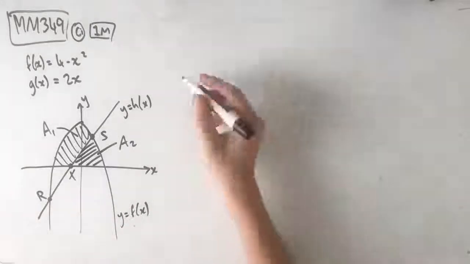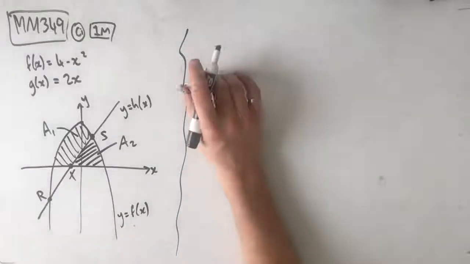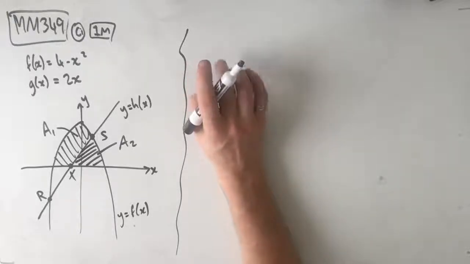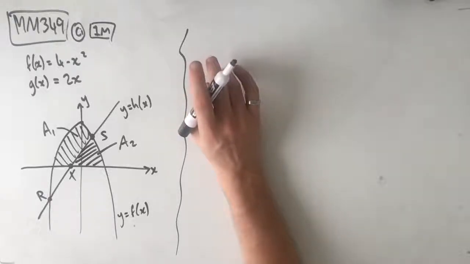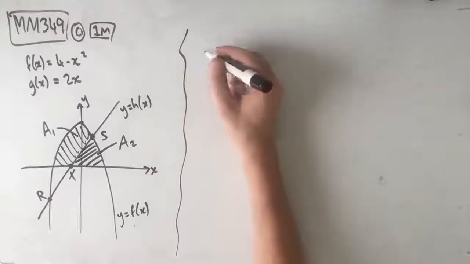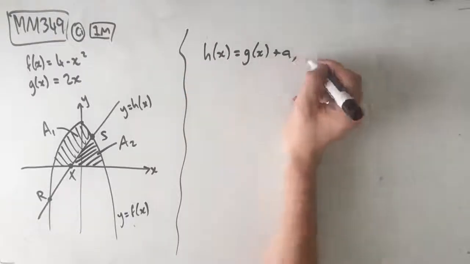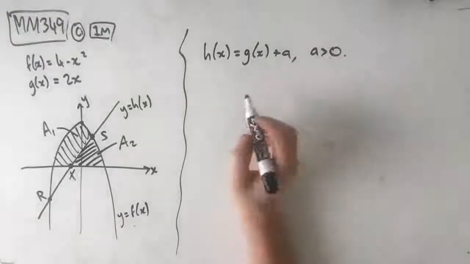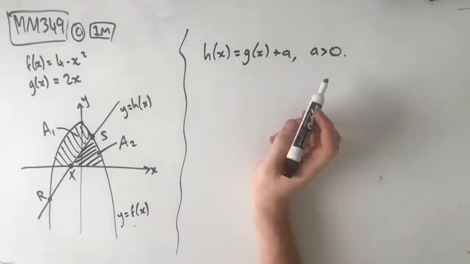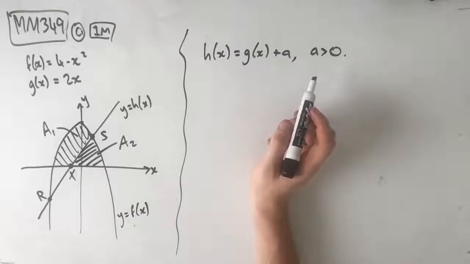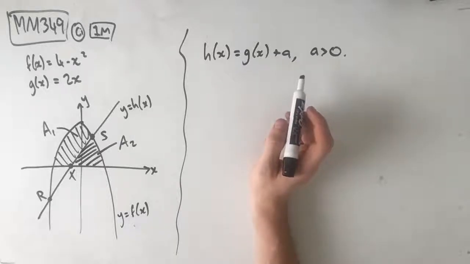So part C is a little different. It introduces a new kind of graph. It says the graph of y equals h of x is drawn on an axis with the graph of y equals f of x, where h of x equals g of x plus a, and a is greater than 0. Okay, so that's going to be important later. Find in terms of a the coordinates of the point of intersection between h of x and the x-axis.